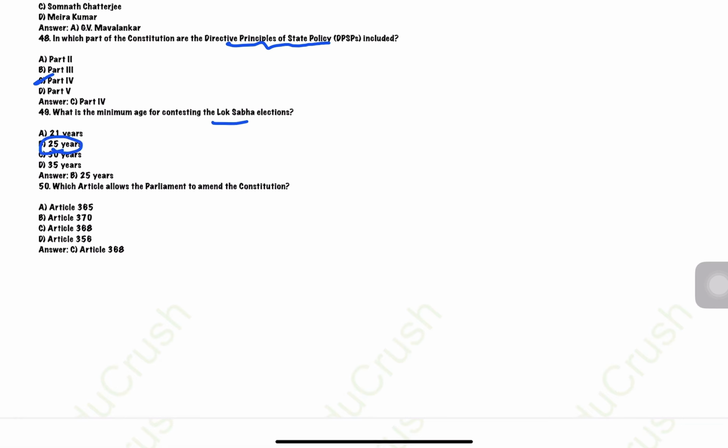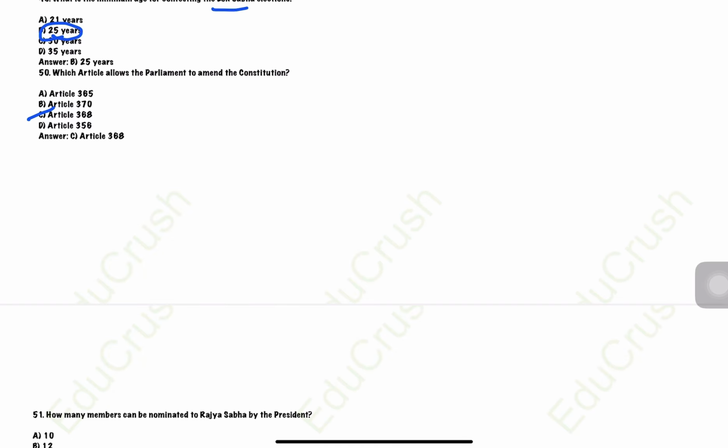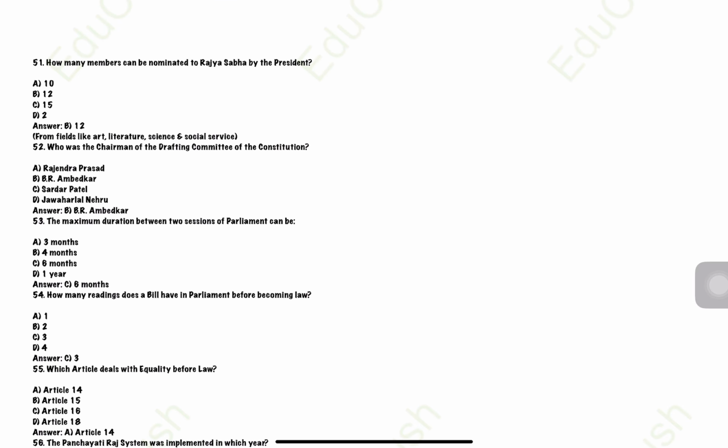Which article allows the Parliament to amend the Constitution? So, Article 368 allows the Parliament to amend the Constitution. How many members can be nominated to Rajya Sabha by the President? So 12 members can be nominated to Rajya Sabha by the President from fields like art, literature, science and social service. Next, who was the chairman of the drafting committee of the Constitution? B.R. Ambedkar. The maximum duration between 2 sessions of Parliament can be 6 months.